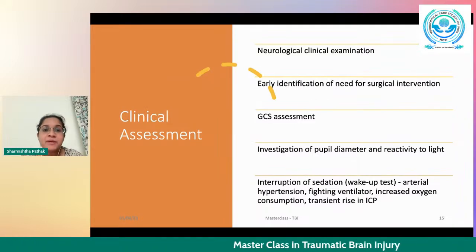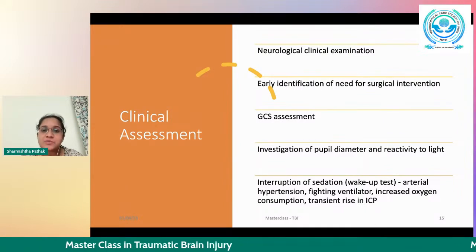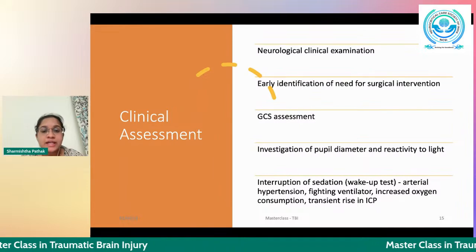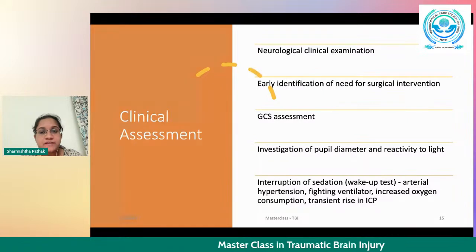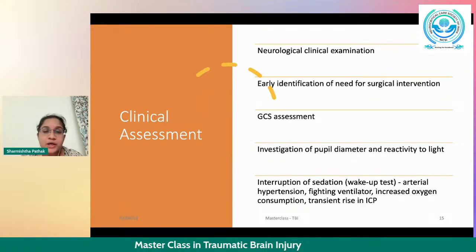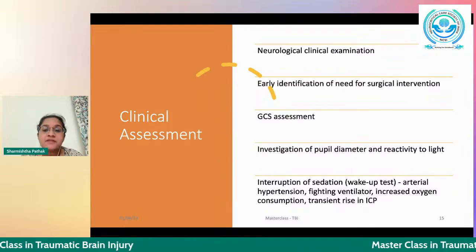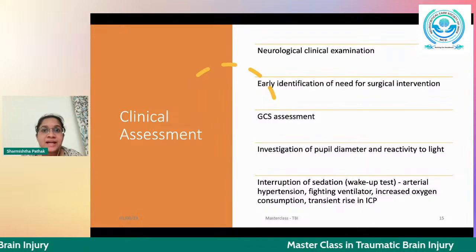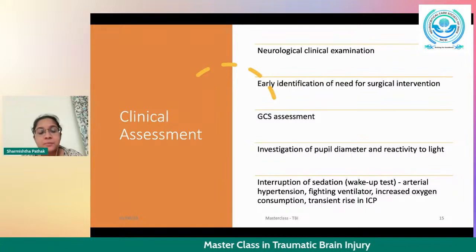Firstly, every patient in neuro ICU should receive a good clinical assessment, which involves neurological clinical examination for early identification of any need for surgical intervention. This includes regular GCS assessment of the patient, preferably hourly to 2-hourly, investigations of the pupillary diameter and their reactivity to light, again, preferably done hourly or 2-hourly.